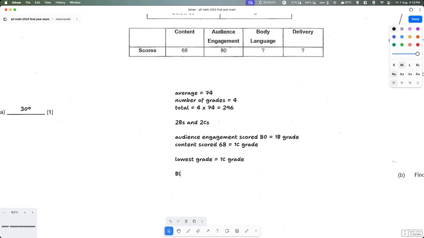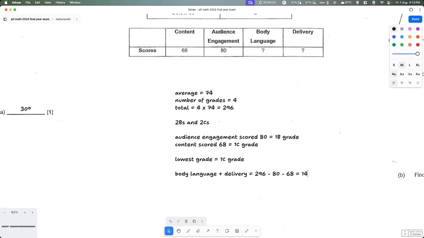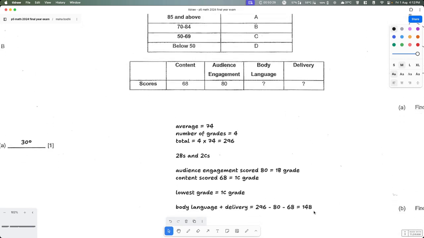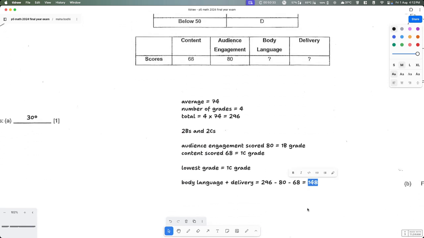So body language plus delivery is equal to 296 minus 80 minus 68. And this will give us 148. Right, so in this case, from 148, we want to get the lowest possible score he received for delivery.